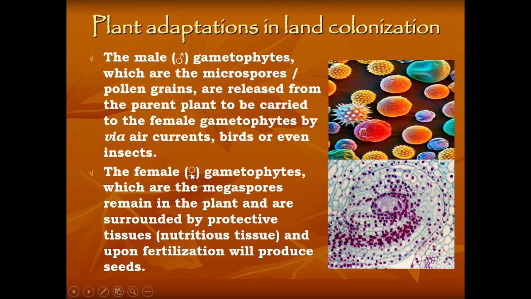The female gametophyte, which is located inside the ovary, is a megaspore that remains inside the plant, specifically in the ovary, and is surrounded by protective tissue, which gives nutrition to the ovum. And upon fertilization, they will produce a seed.